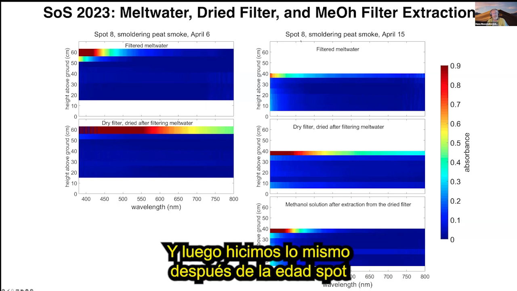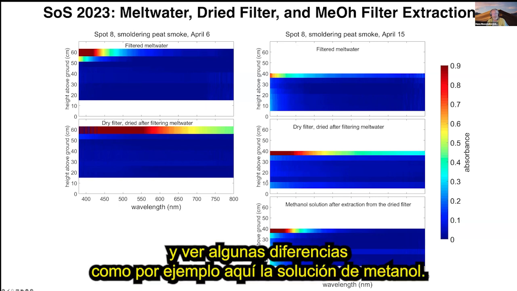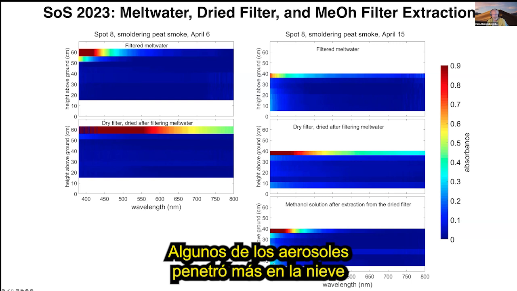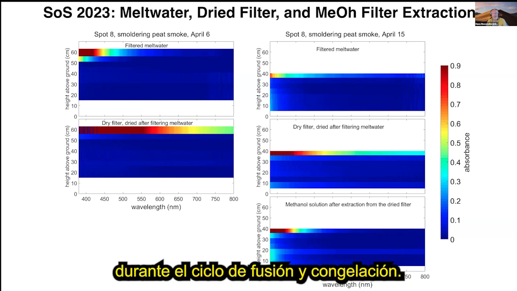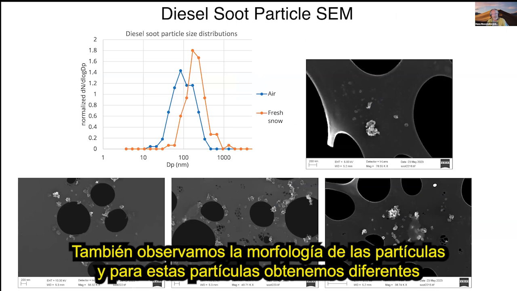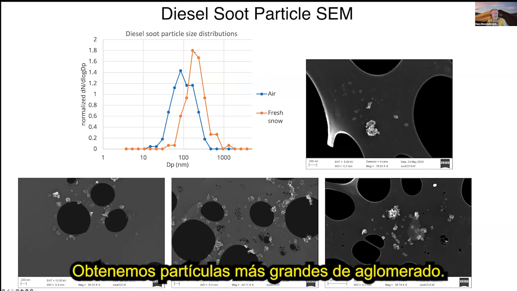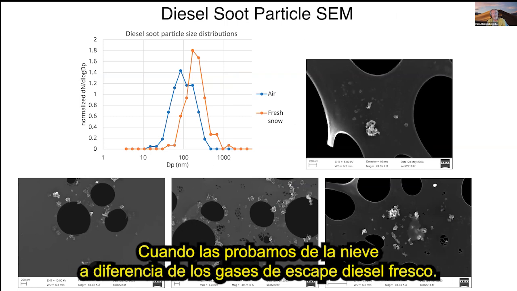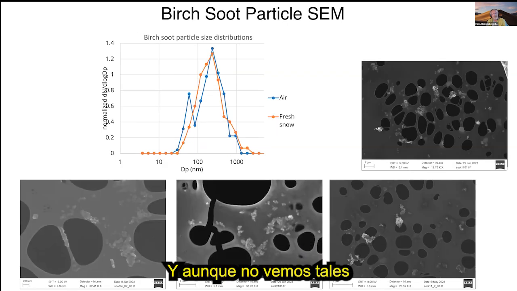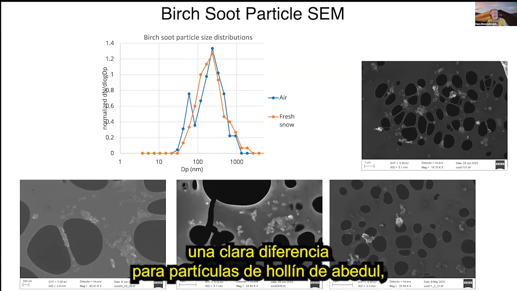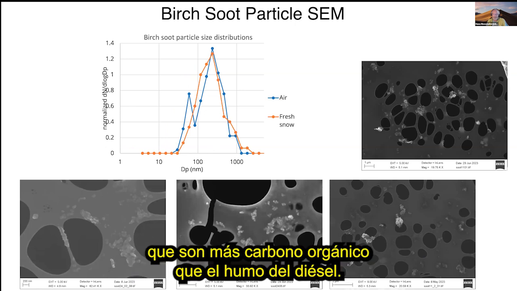And then we did the same thing after the spot age and see some differences as, for example, here in a methanol solution, some of the aerosols penetrated further into the snow during the melt freeze cycle. We also looked at particle morphology, and for diesel particles, we get larger particles that have agglomerated when we sample them from the snow as opposed to the fresh diesel exhaust. While we don't see such a distinct difference for birch soot particles, which are more organic carbon than the diesel smoke.